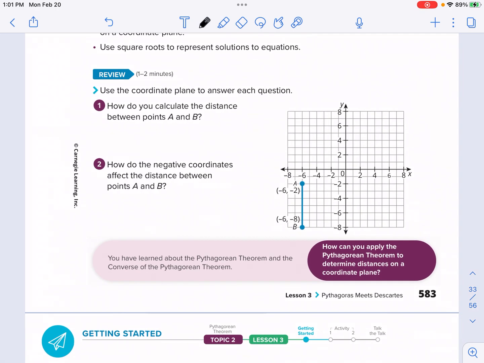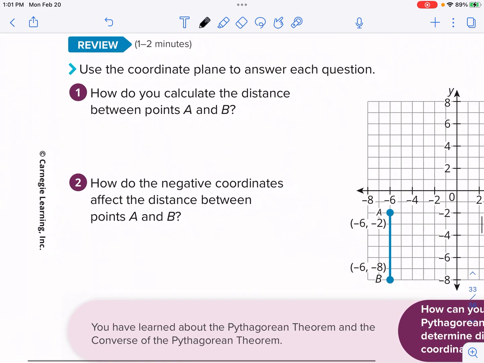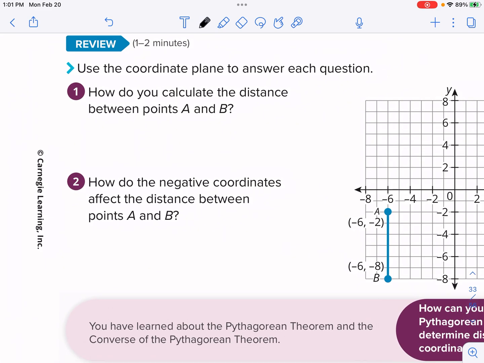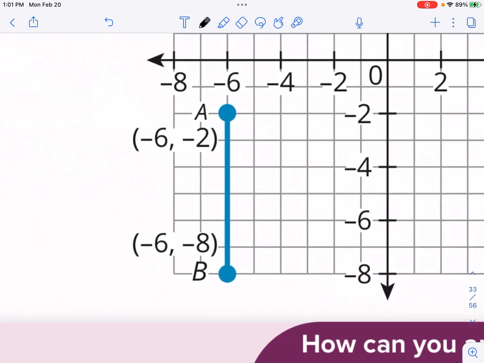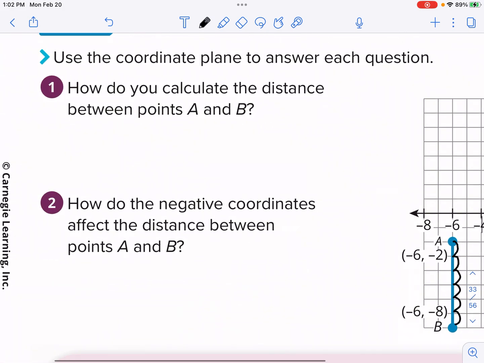It says use the coordinate plane to answer each question. Number 1, how do you calculate the distance between the points A and B? So from here, we can just count. And when you count, you're counting the side lengths of the squares of the grid. So this is 1. Or think about how many steps you're taking. So this is the second step, third, fourth, fifth. This is the 6th step. So the distance is 6 units.